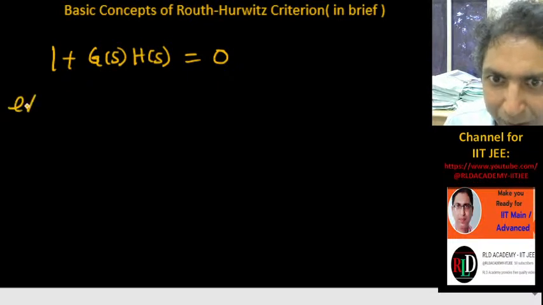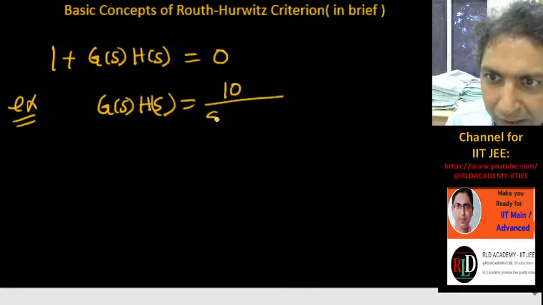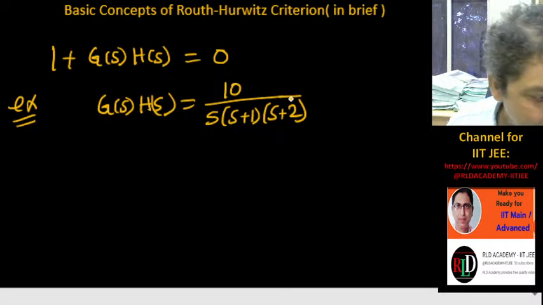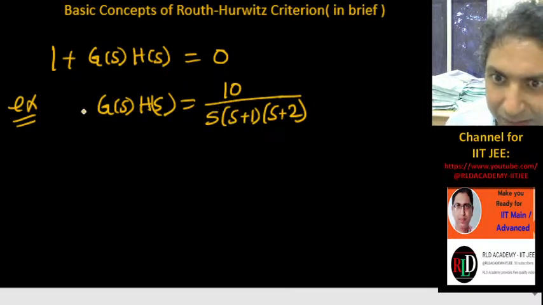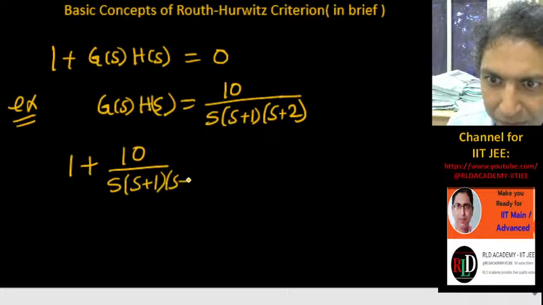So I will consider one example. Suppose G of S H of S is 10 upon S into S plus 1 into S plus 2, right? Now for this one I will get the characteristic equation like this: 1 plus 10 upon S into S plus 1 into S plus 2, that is equal to 0.